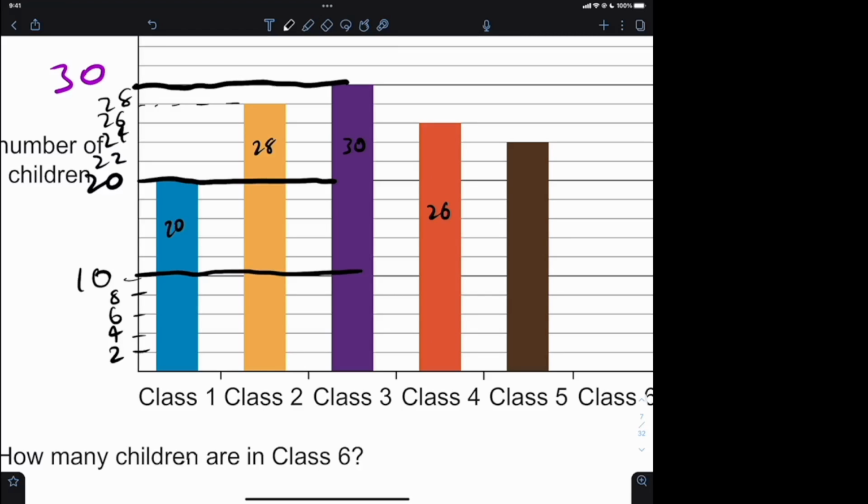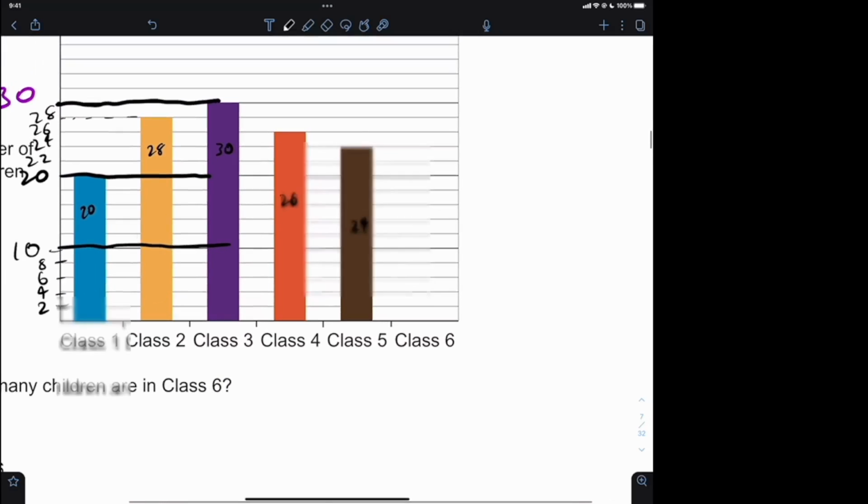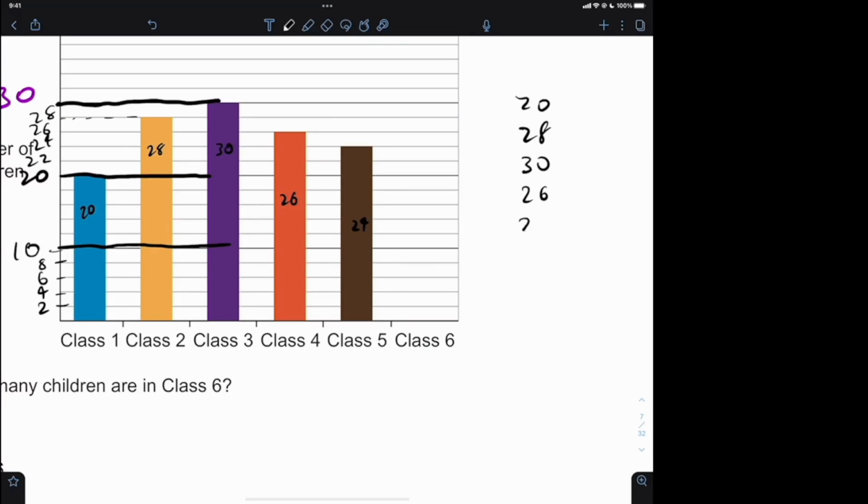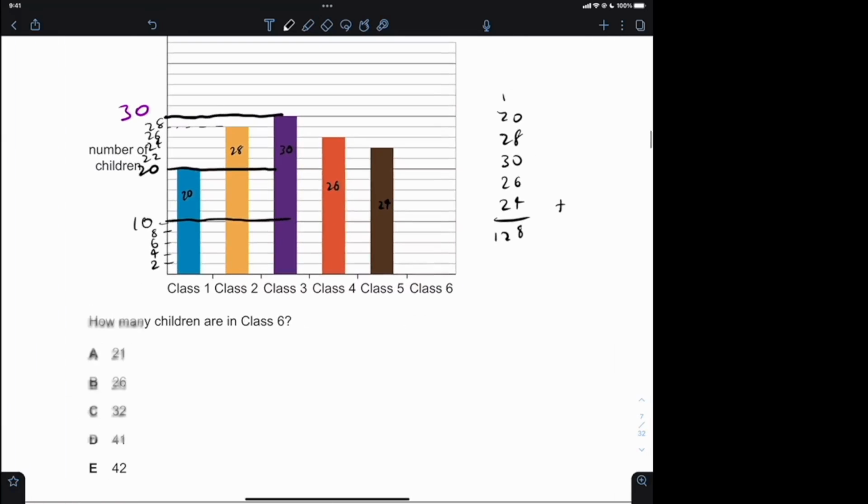And class 5 seems to have 24. Alright, so if we add all these up, 20, 28, 30, 26, 24, let's just add them up. We can work out how many we have so far. So 8 plus 6 is 14, plus 4 is 18. 1 plus 2 is 3, plus 2 is 5, 8, 10, 12. Okay, just adding all those up. So we get 128 so far.